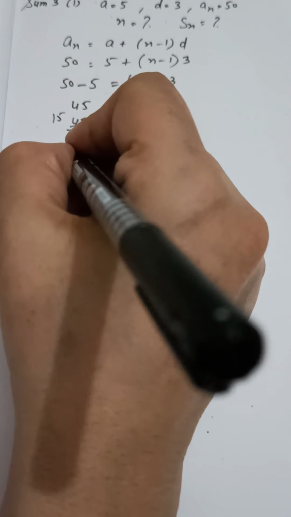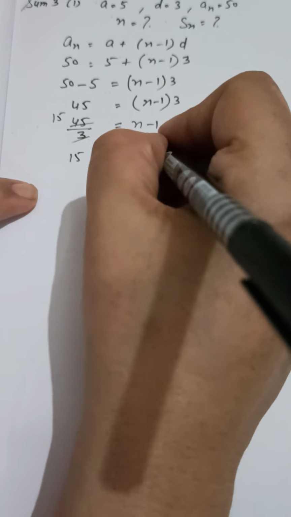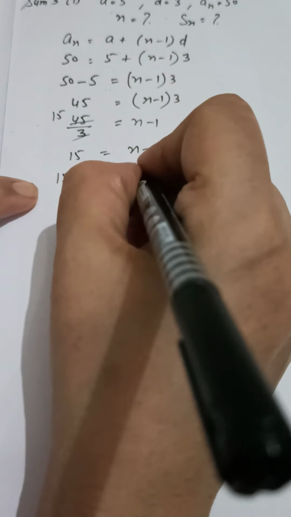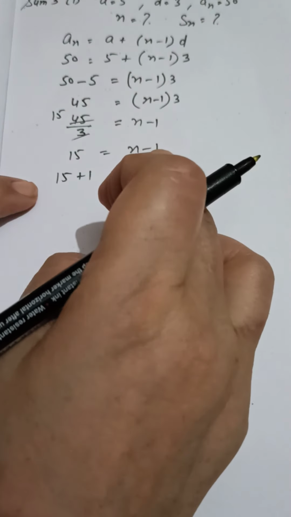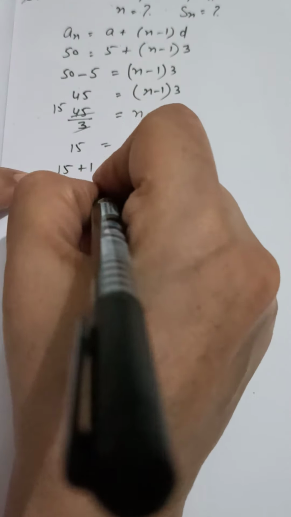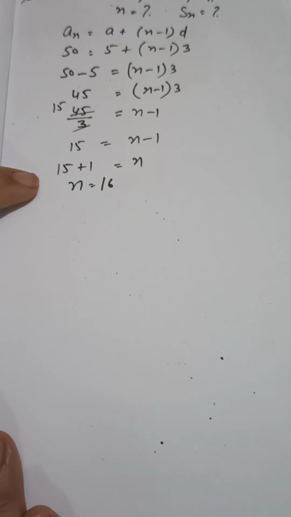3 15s are 45, so 15 is equal to n minus 1. Then 15 plus 1 is equal to n, because minus 1 moves to the left hand side and becomes plus 1. So n is equal to 16. It is your first answer.